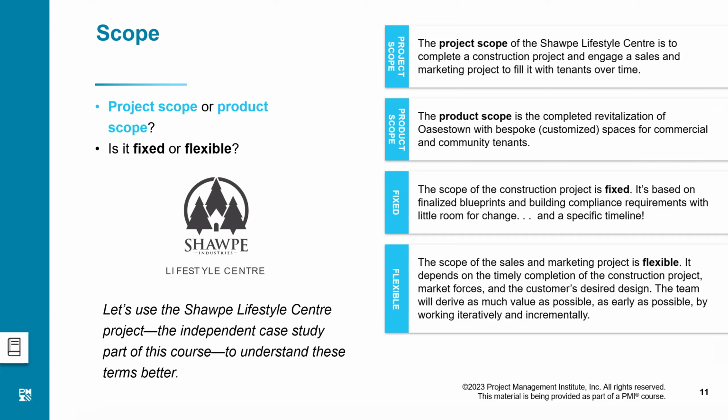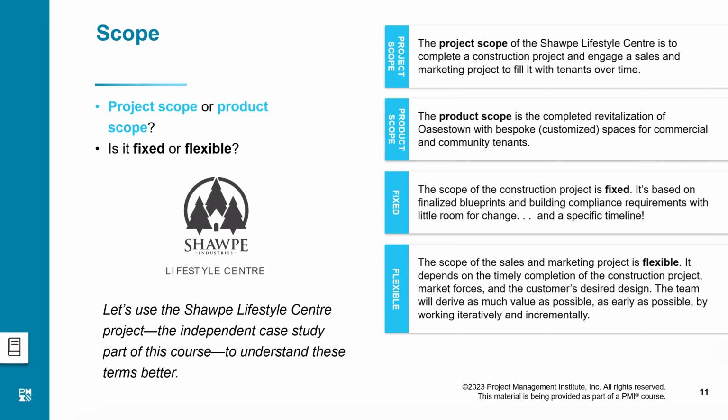So the fixed scope is being handled in a predictive manner, whereas the flexible scope, what is that? That is the sales and marketing project, part two of the project, where we have to sell these places and start earning money out of it. The sustainability part of it needs to be flexible because the conditions may change, right? So based on that, we could deal with it in an agile manner. It depends on the timely completion of the construction project, naturally, market forces, and the customer's desired design.